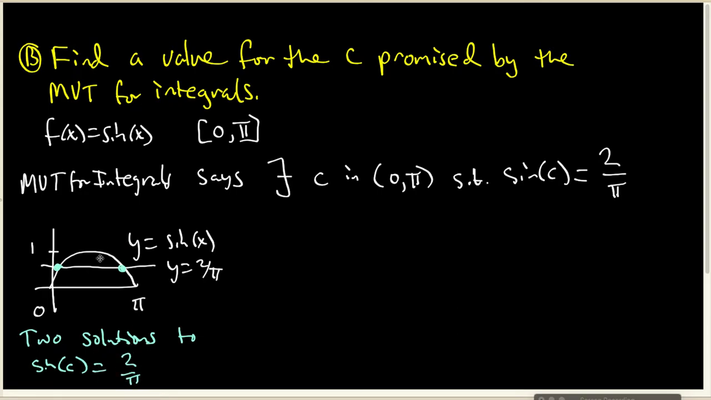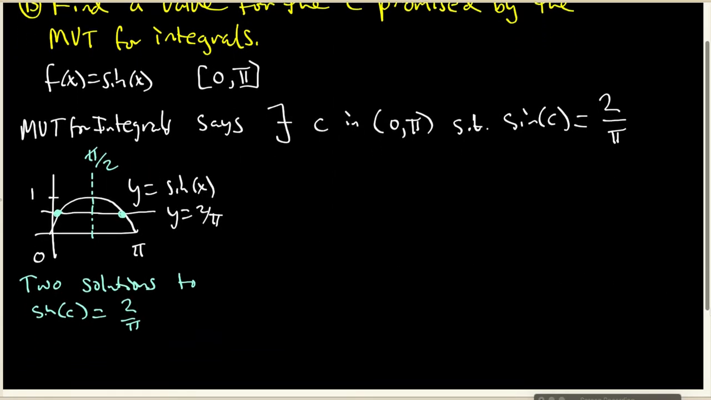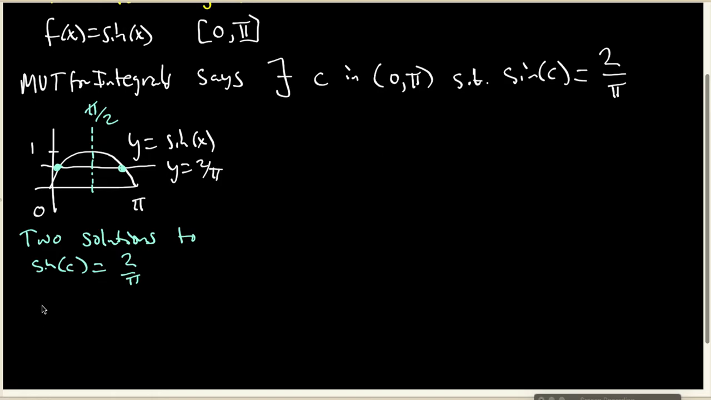How am I going to get my hands on them? Well, I'm also going to notice something else. That vertical line that I just drew is the vertical line x equals pi over 2. And one solution is less than pi over 2, and the second solution is going to be bigger than pi over 2. And that's going to let me figure out decimal values for the value of c.